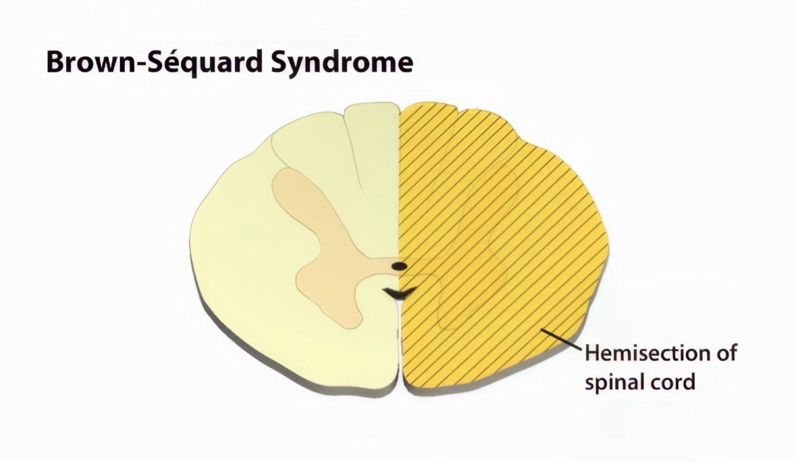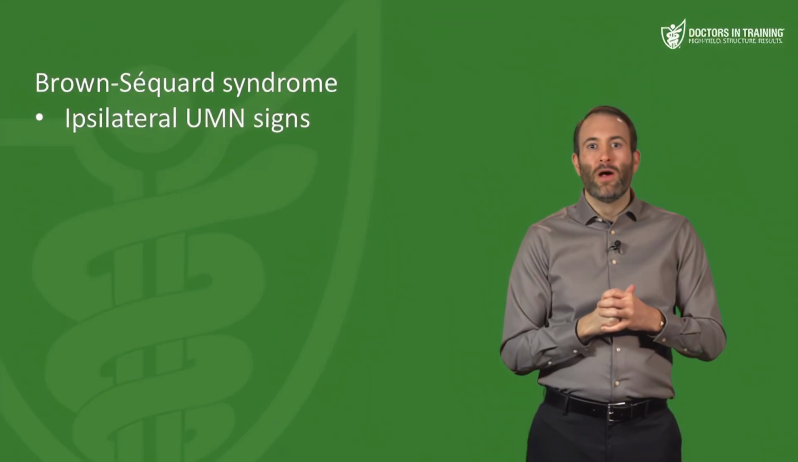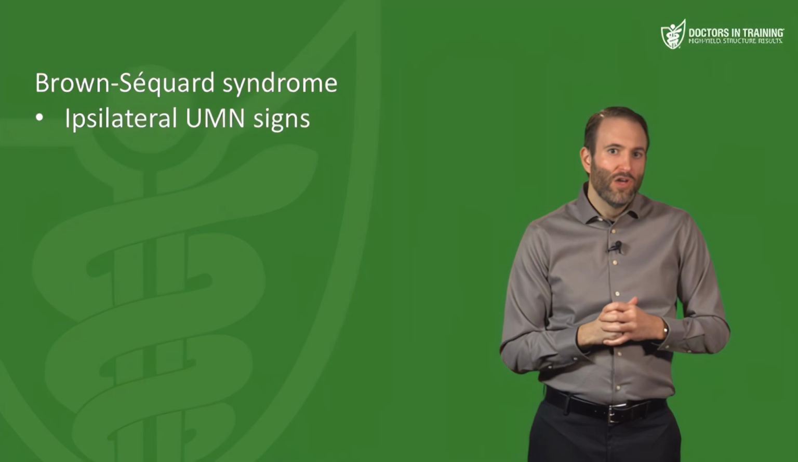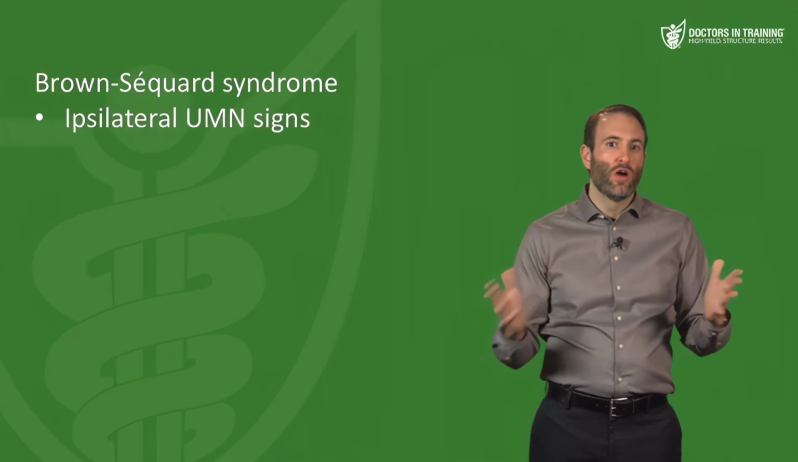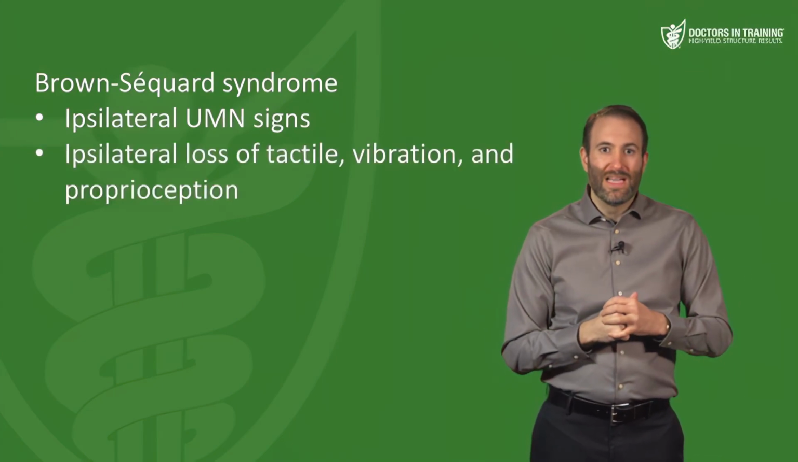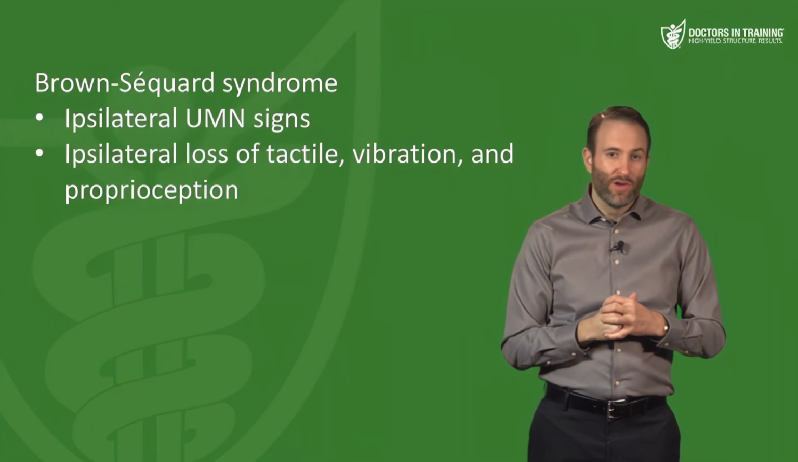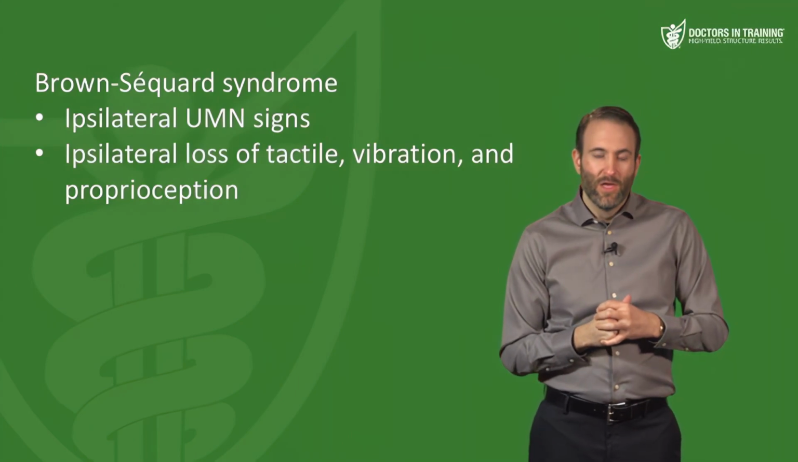And now the last spinal cord problem that we're going to talk about is Brown-Séquard syndrome. Brown-Séquard is a complete hemisection of the spinal cord. So you're completely obliterating one entire side of the spinal cord, losing the corticospinal tracts, and you will see ipsilateral upper motor neuron signs. You're also going to obliterate your dorsal columns on that one side, and you'll see ipsilateral loss of tactile, vibration, and proprioception sensation.